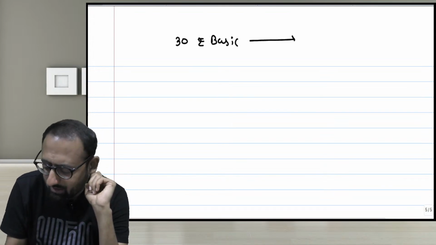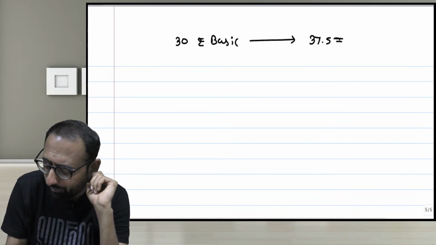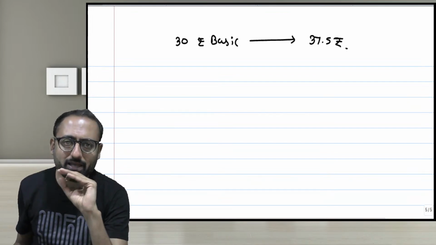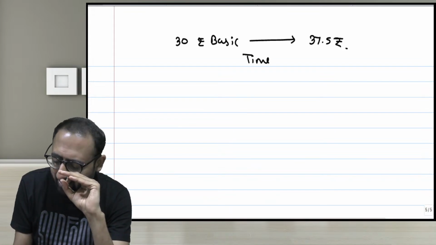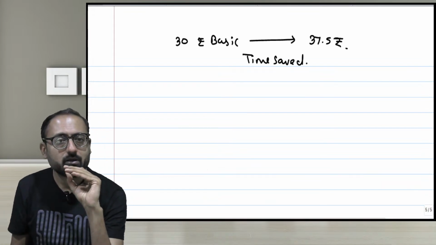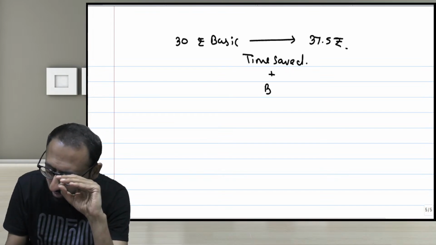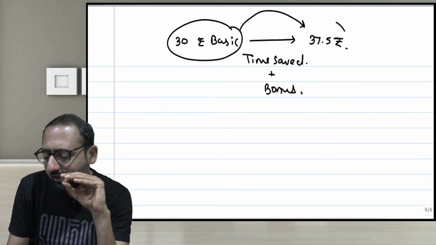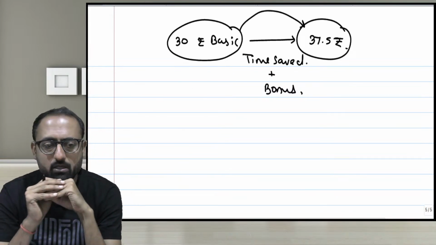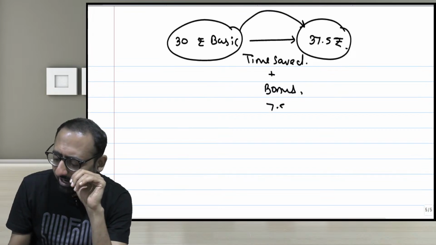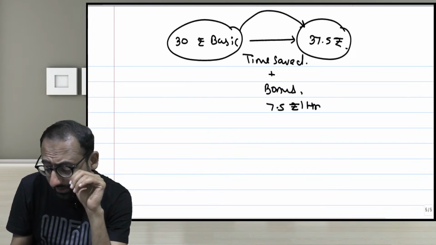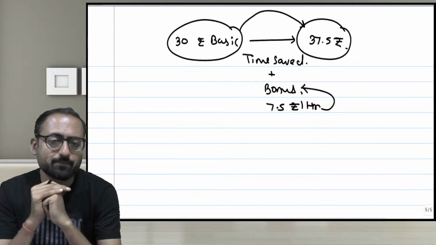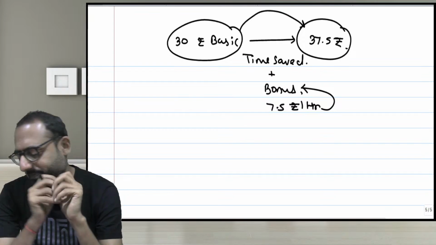From that 30 rupees, you are getting 37.5 rupees effectively. It means that there is some time saved by that worker and that worker is getting some bonus. Then only the 30 rupees basic wage rate will go to an effective 37.5. Now you can say that 7.5 rupees per hour is nothing but your bonus. Okay, so remember this part.